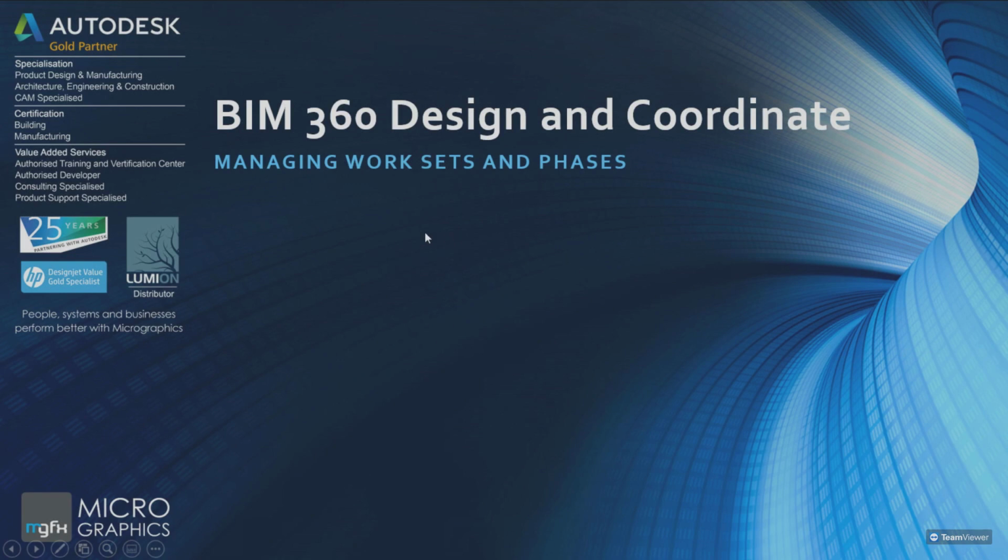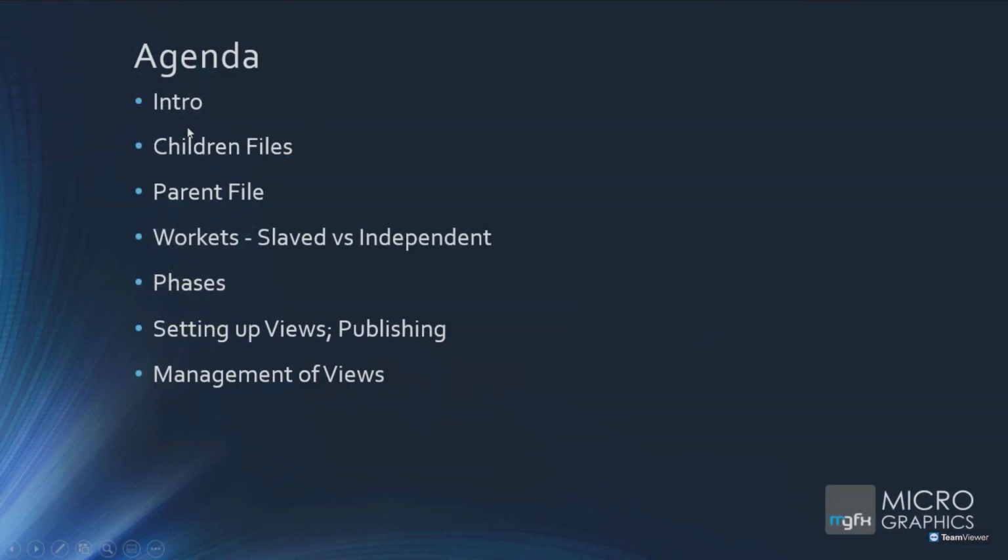It's the BIM 360 Design and Coordinate platform. And we're looking at managing worksets and phases. In the agenda, we're going to have a quick intro. We're going to have a look at children files and parent files. You might also understand this as a container file and n-tier links that will come into the container.